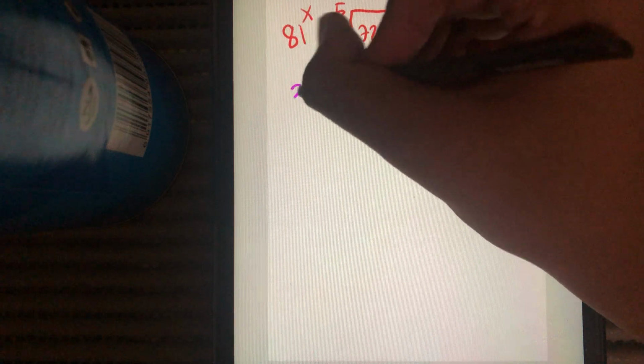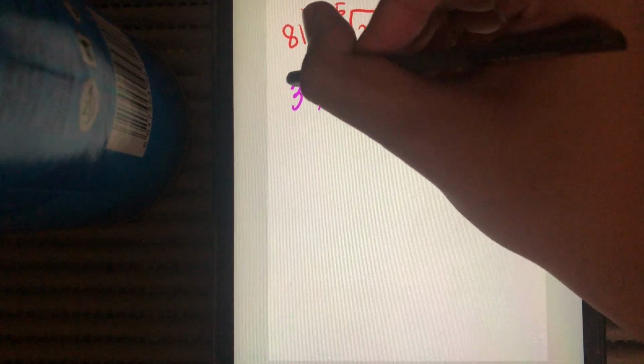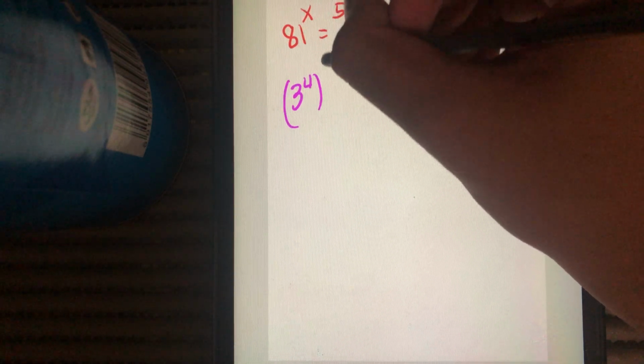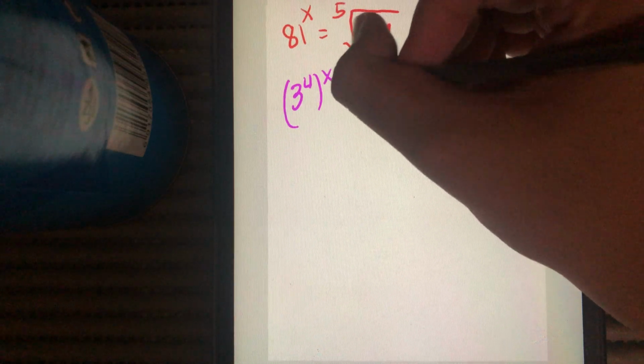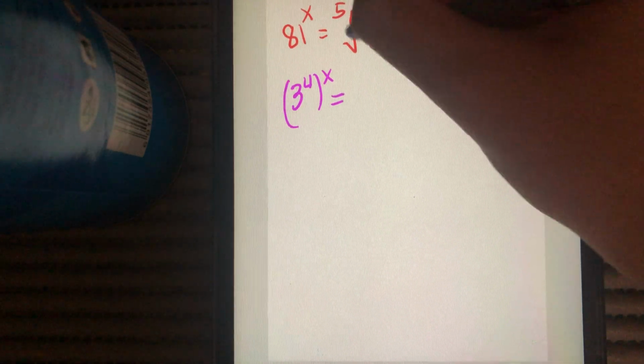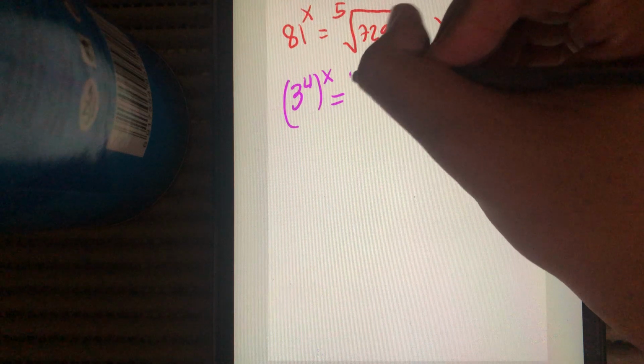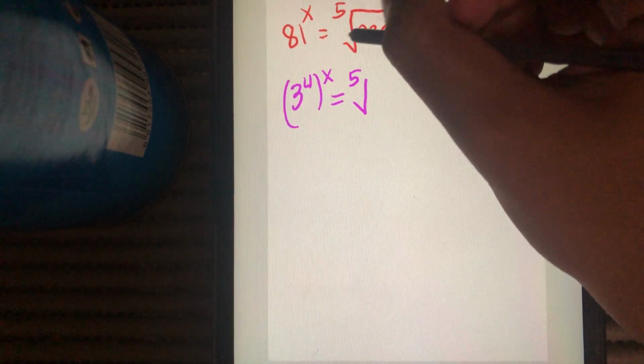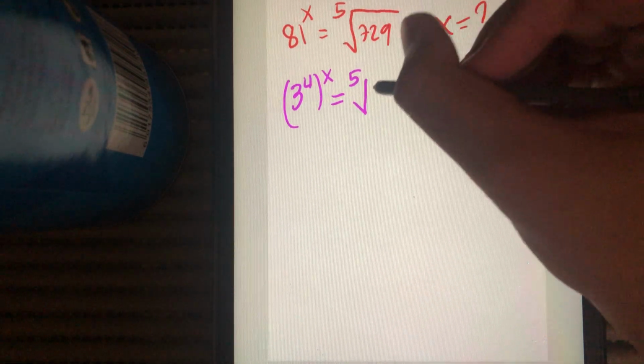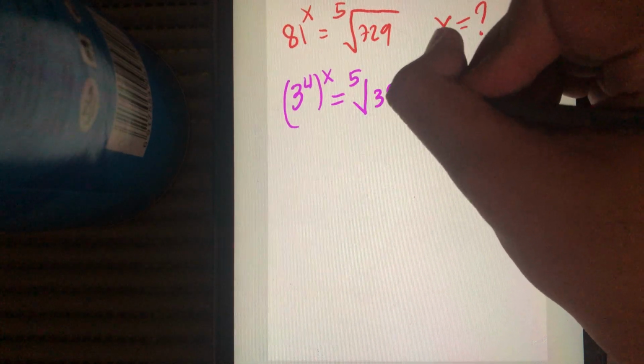81 here can be written as 3 power 4. Then 81 power x becomes 3 power 4 power x. 5th root of 729, you can write 729 as 3 power 6.